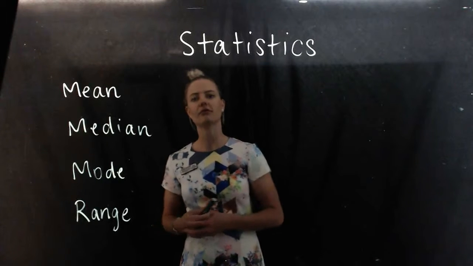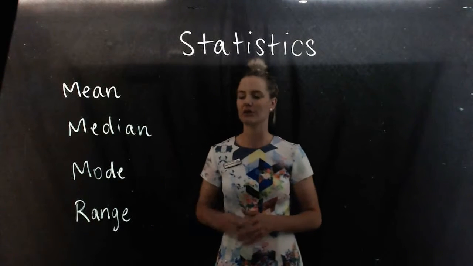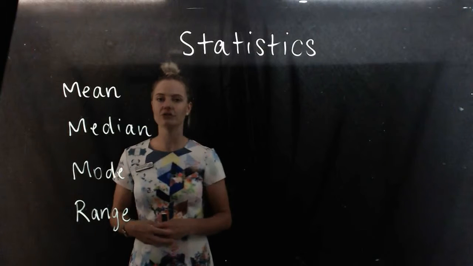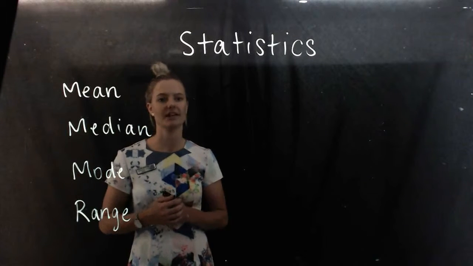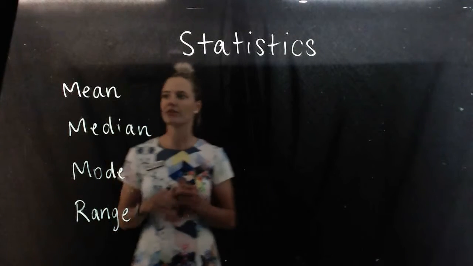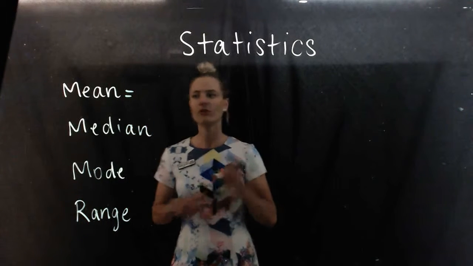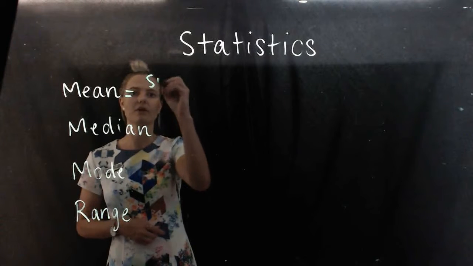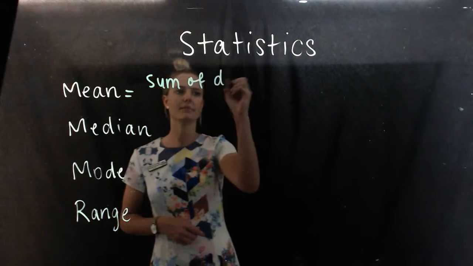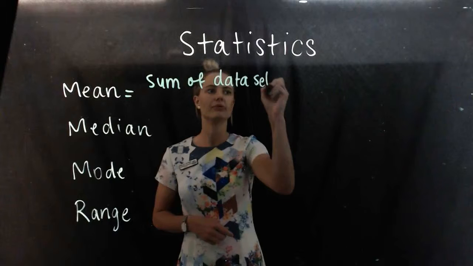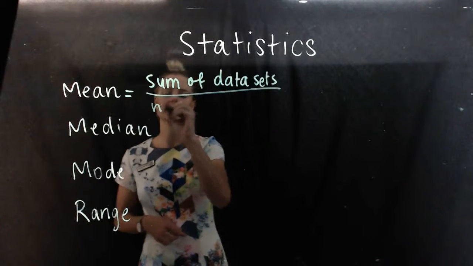This video will be a recap of what mean, median, mode and range actually mean and how to calculate each of these for a set of data. So considering the statistical analysis mean, the formula for mean equals the sum of all data sets divided by the number of data sets that there are.